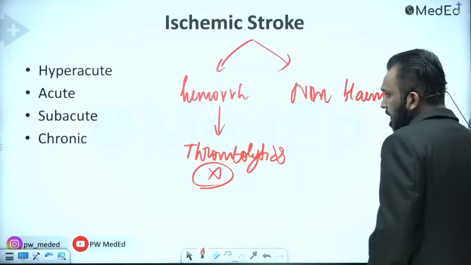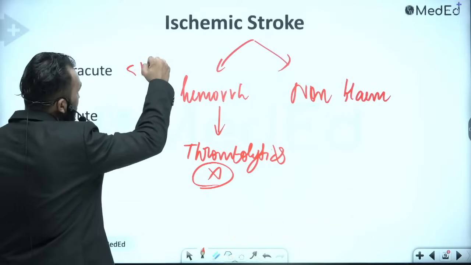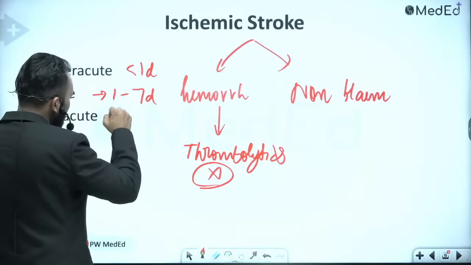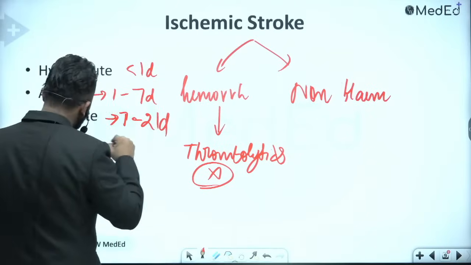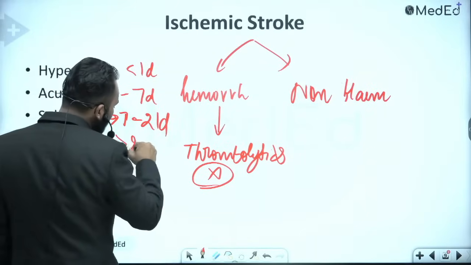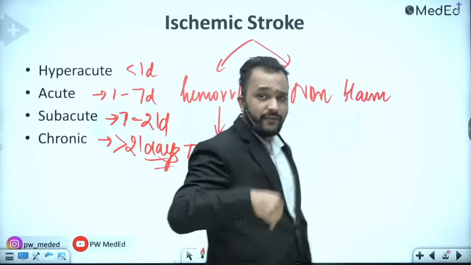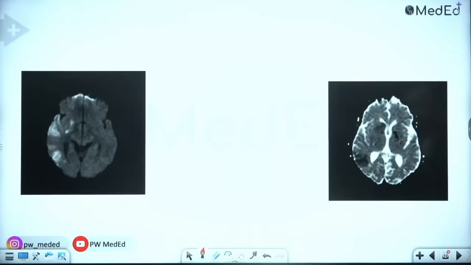Now this hyperacute stroke is the stroke which is less than 1 day old. Acute is between 1 to 7 days. Subacute is between 7 days to 21 days. And chronic is more than 21 days. So let us have a look at the imaging features of hyperacute stroke on NCCT images.